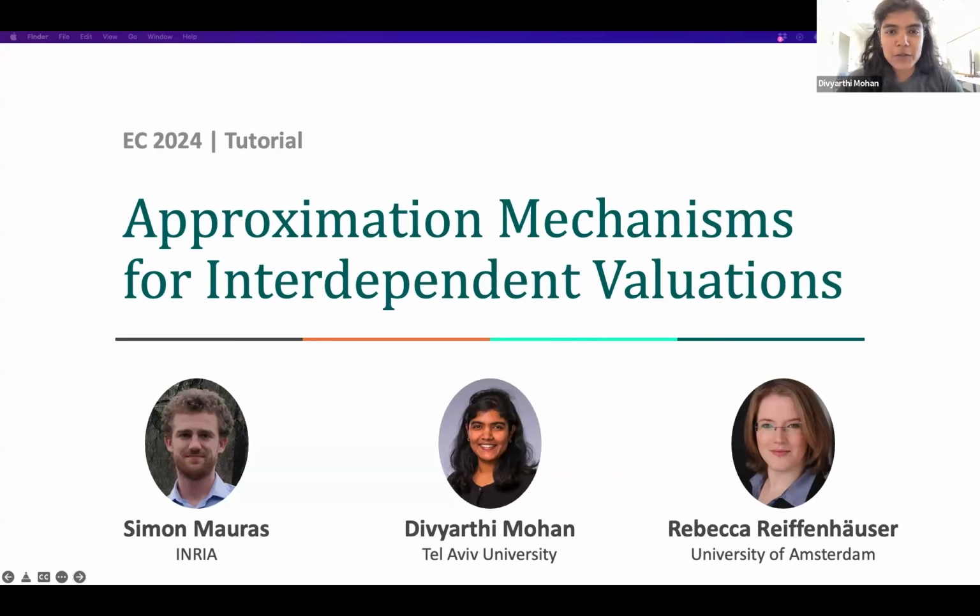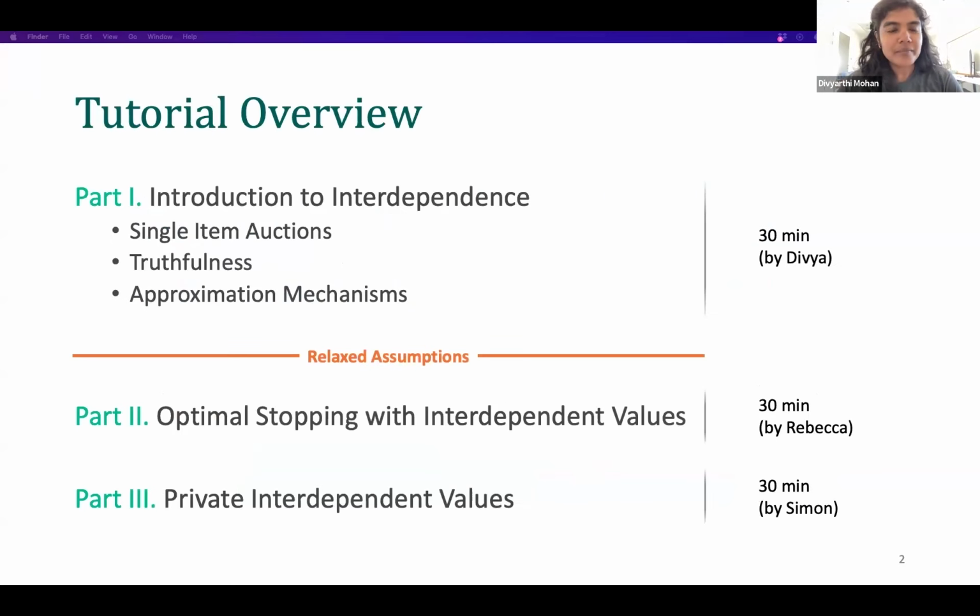So the tutorial is going to be in 3 parts, each roughly 30 minutes. I'm going to be talking about an introduction to the interdependent value model. I'll focus on the single item auction setting. I'll talk about what truthfulness is in this case, and I'll talk about approximation mechanisms, and I will show you one approximately optimal mechanism, definitely.